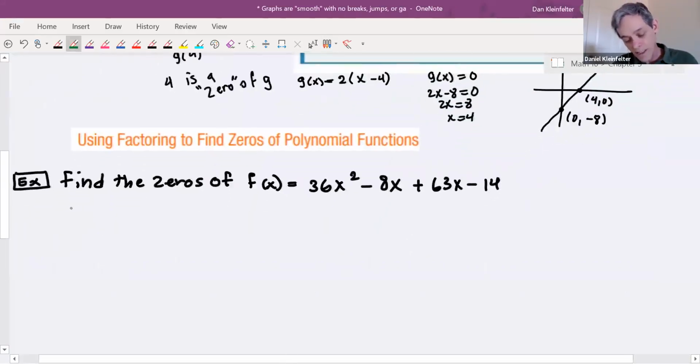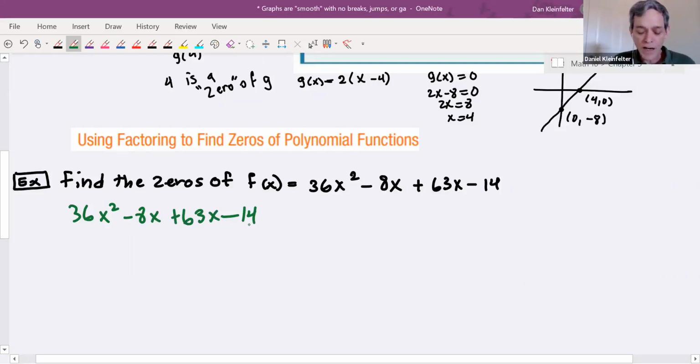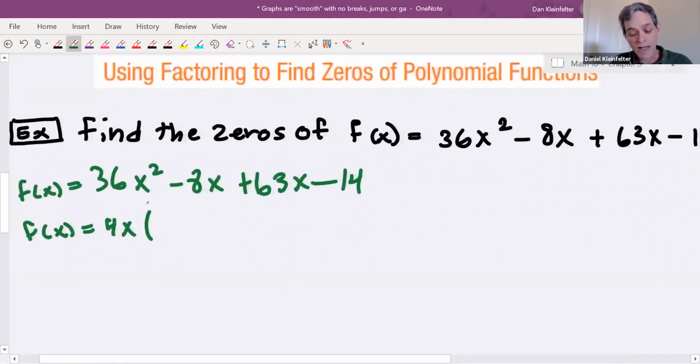So our original function looks like 36x squared minus 8x plus 63x minus 14. So we want to factor that. There are no common factors for all 4 terms, but you'll notice that if we take each group of 2 terms, the first 2 terms and the last 2 terms, that they have a common factor. Here, 36 and 8 have a common factor of 4, and also there's a common factor of x. So if we factor out 4x, we'll be left with 9x minus 2.